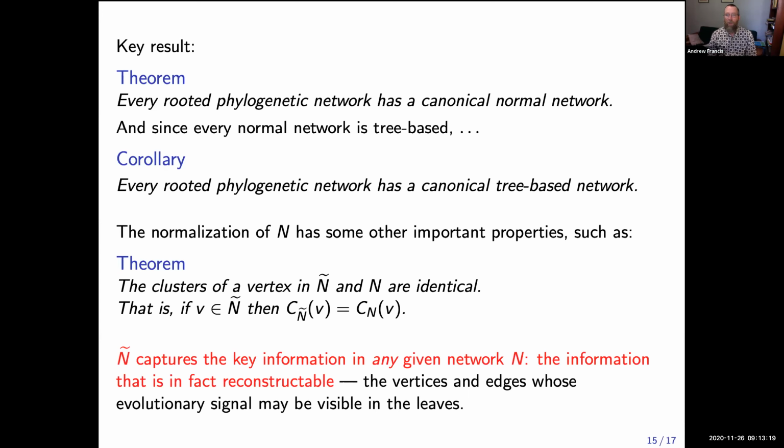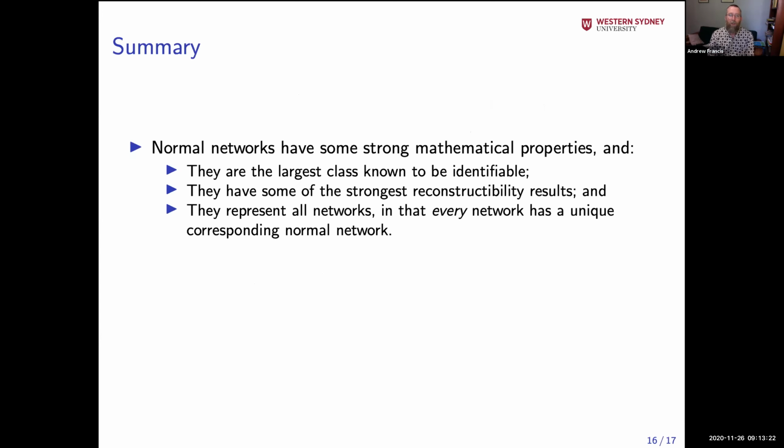So to summarize my case, to convince you that normal networks are the way to go, or at least worthy of further work: they've got nice mathematical properties. They're the largest class that's known to be identifiable. They have some of the best reconstructability results. And finally, they do really represent all networks. Every rooted phylogenetic network has a unique canonical corresponding normal network.